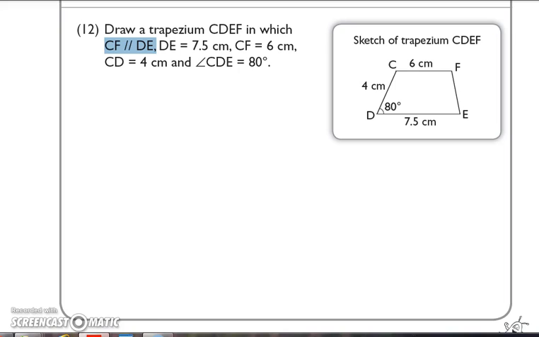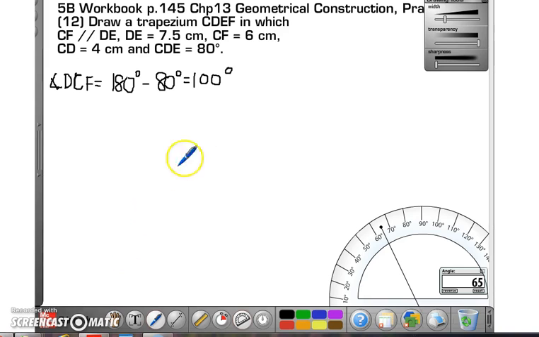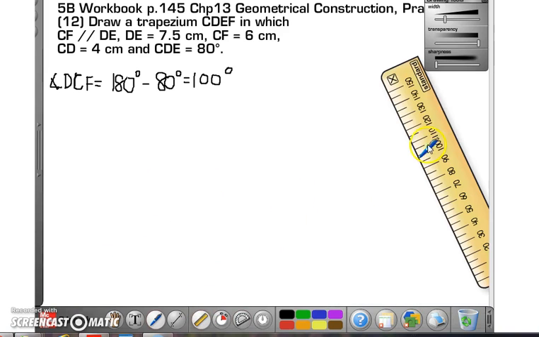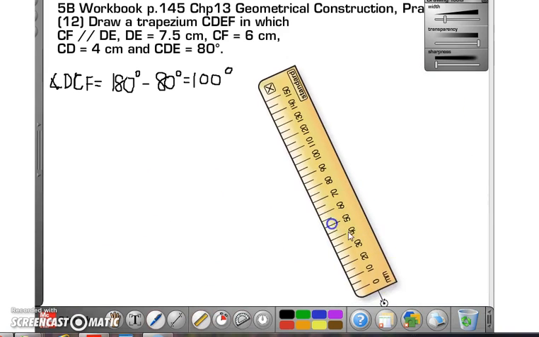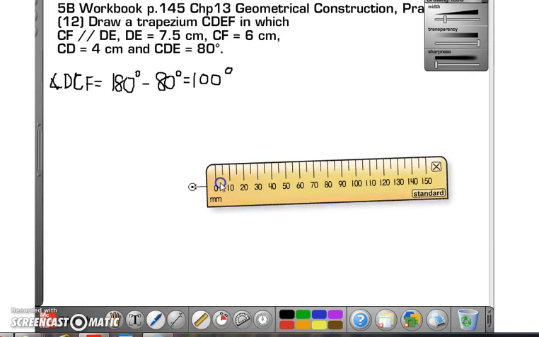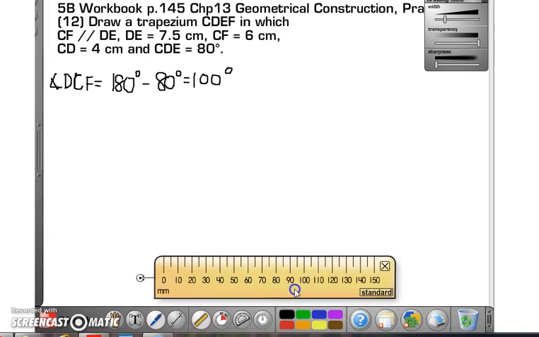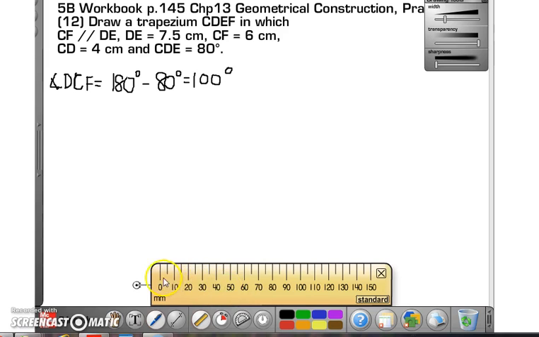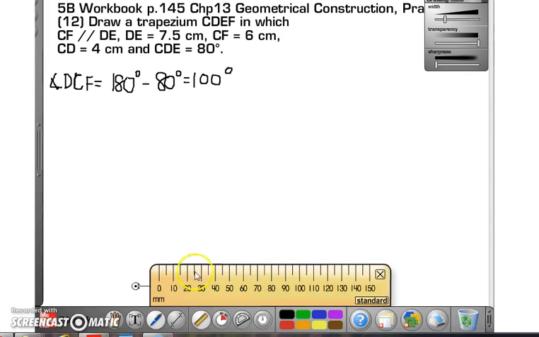So now we may begin our construction. Where shall we start? Let's follow the sketch. We begin with the baseline DE. So I'll get my ruler, and my ruler is a millimeter ruler, which means that 10 millimeters is 1 centimeter, 2 centimeters, and so on.